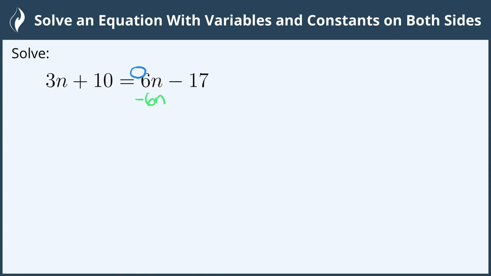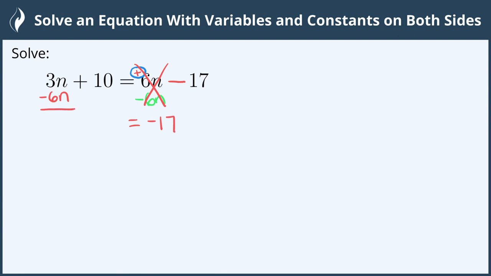Now, it might be kind of tricky seeing this subtraction sign here, but remember that subtraction sign is in front of the 17. Not in front of the 6. So because the 6 is positive, we need to subtract 6n. But we have to do it to both sides to keep the equal sign balanced. Positive 6n minus 6n cancels out, and we're left with negative 17 on the right side of the equal sign.